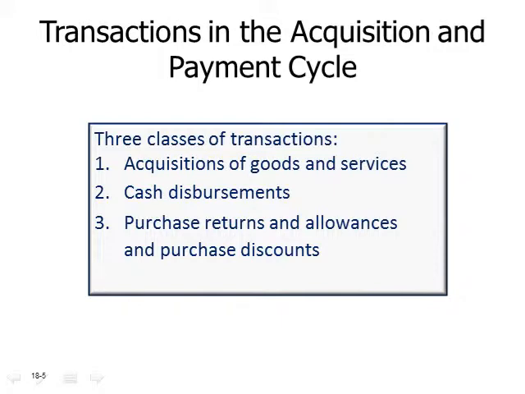And so there are three classes of transactions that are involved in the acquisition and payment cycle. The objective in the audit of this cycle is to evaluate whether the accounts affected by the acquisition of goods and services and the cash disbursements for those acquisitions or purchases are fairly presented in accordance with accounting standards.